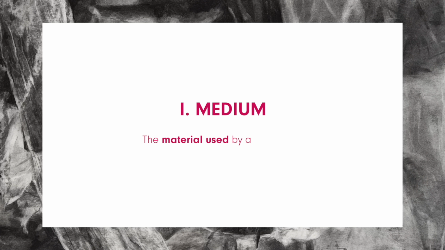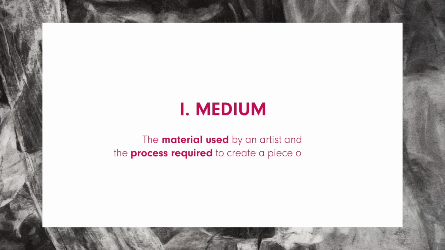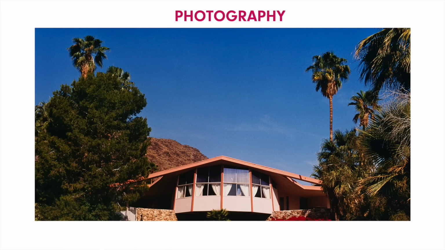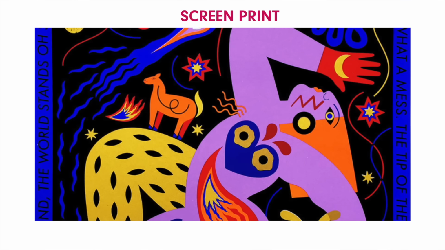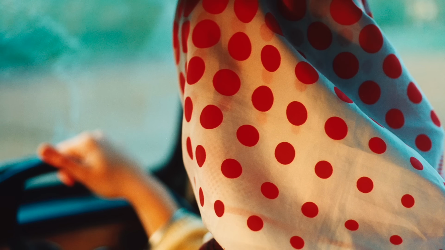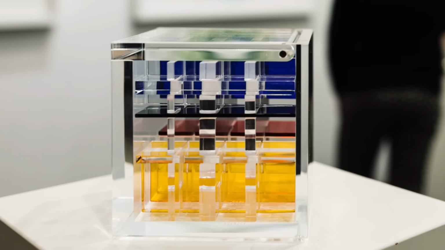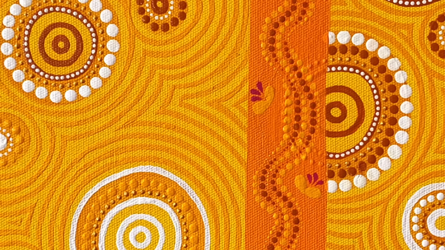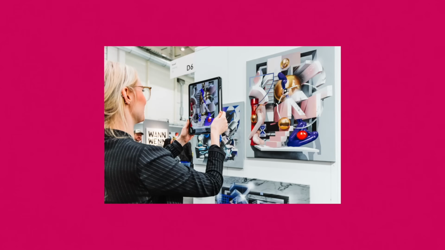Let's start with medium. This is the material used by an artist and the process required to create a piece of work. It could be oil paint, photography, wood, textiles, screen print, and more. There's no pecking order here. Each medium brings something different to the look and feel of a piece. And the artists of today are working with all kinds of materials. Inevitably, this has come to include digital tools too.